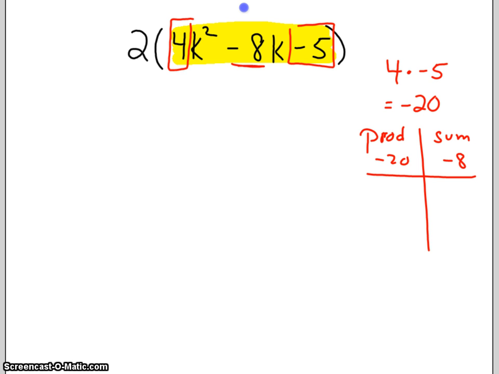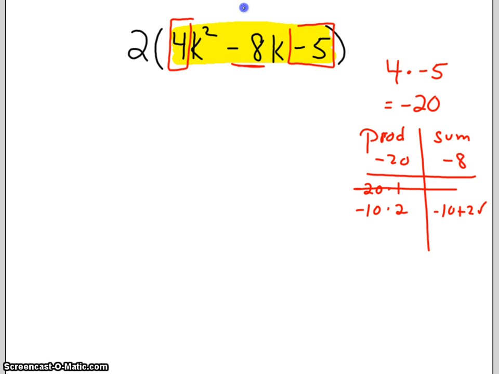So you can think negative 20 times 1 equals negative 20, but that sum does not equal negative 8. So that's not going to work. Negative 10 times 2, that's negative 20. And negative 10 plus 2 is negative 8. So we found the correct factorization here.